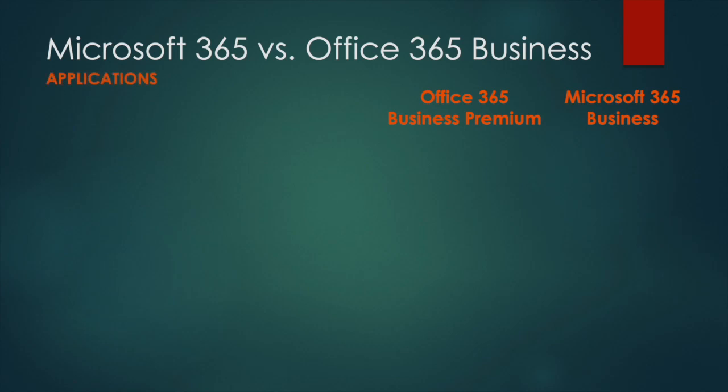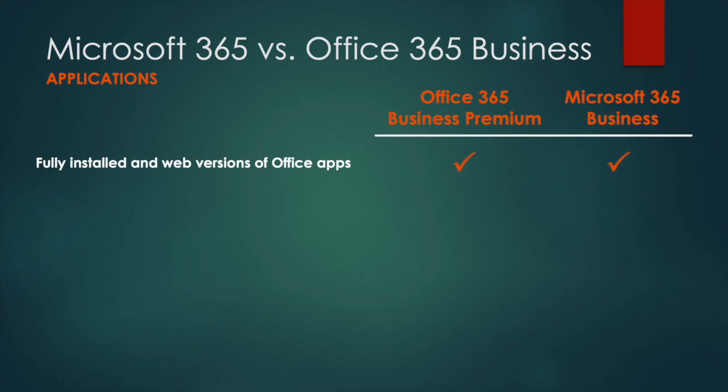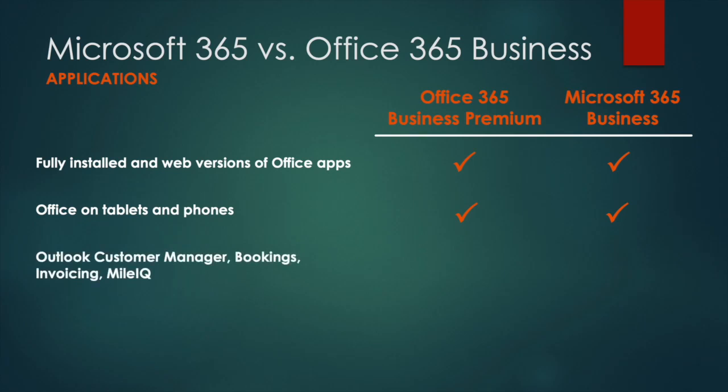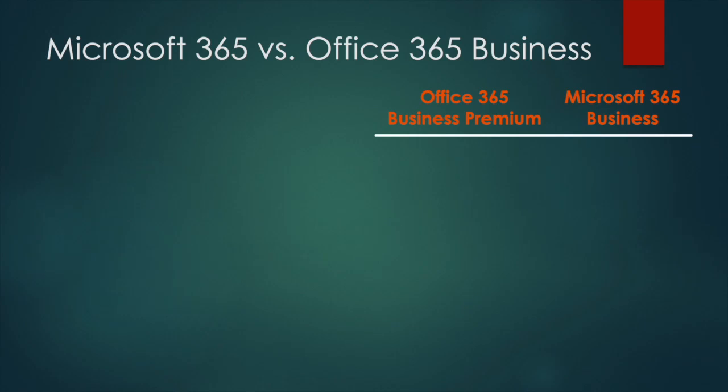First, the standard Office apps, as we saw before, are provided both in fully installed and web versions across both tiers. Similarly, the tablet and phone versions are provided across both tiers, as are the business applications Outlook Customer Manager, Bookings, Invoicing, Mile IQ, and for file and document viewing and editing, there is 1 terabyte of file storage and sharing, again on both tiers. Now let's look at the collaboration services offerings.